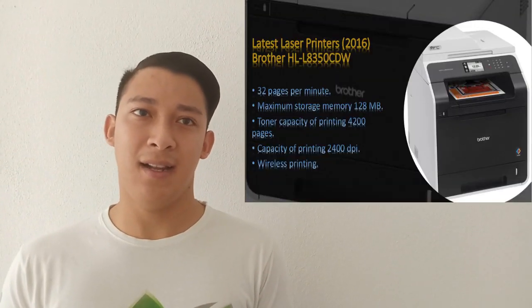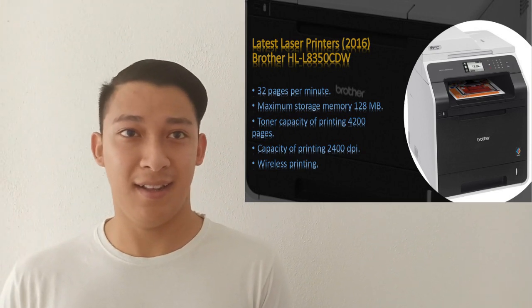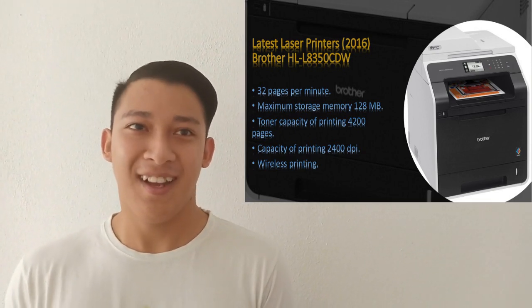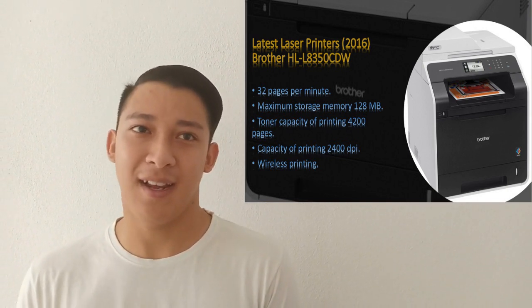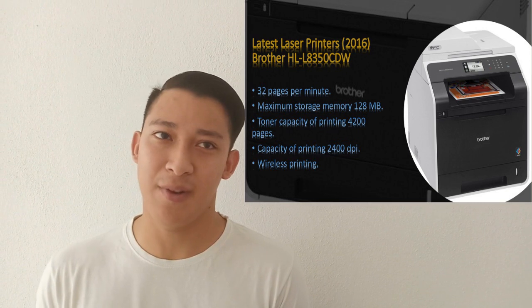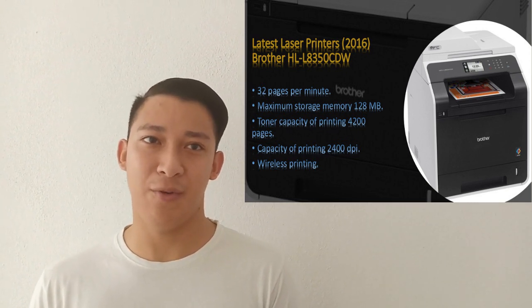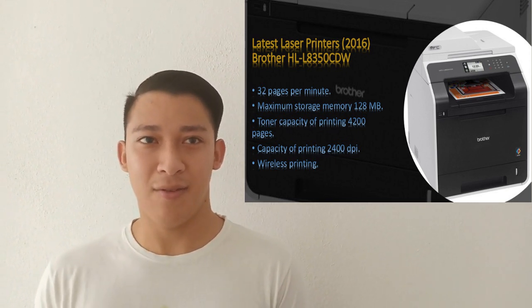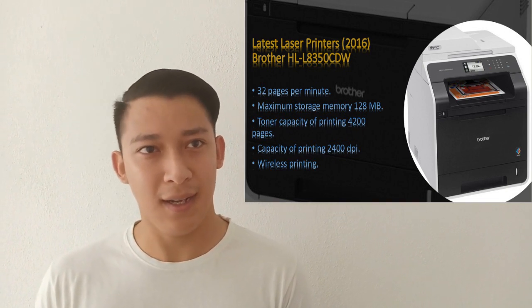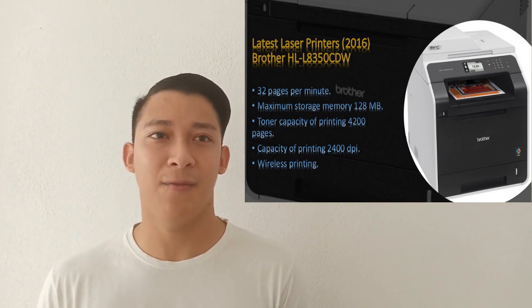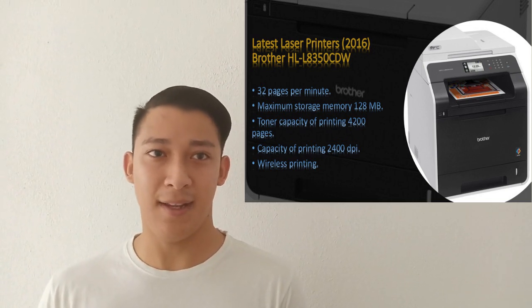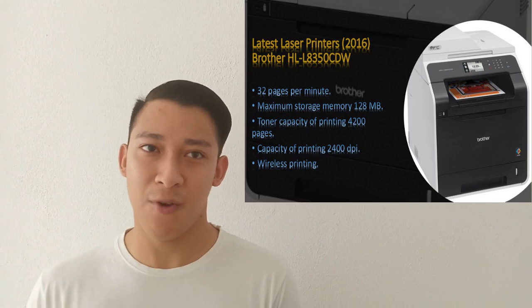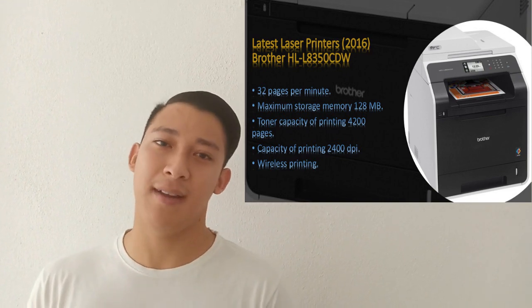The other model is the Brother HL8350CDW. It can print 32 pages per minute and it has a maximum storage memory of 128 megabytes. Its total capacity of printing is 4,200 pages, and the printing resolution is 2,400 dpi, and it also has wireless printing.